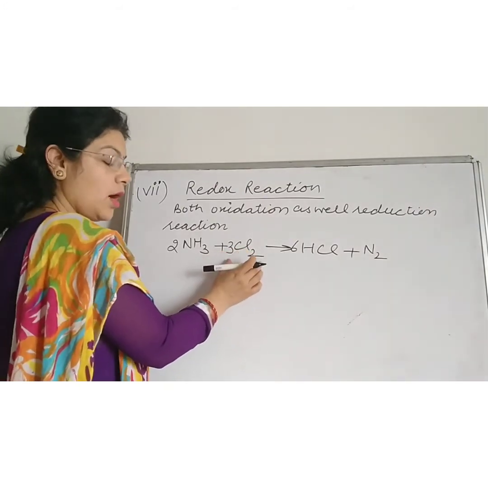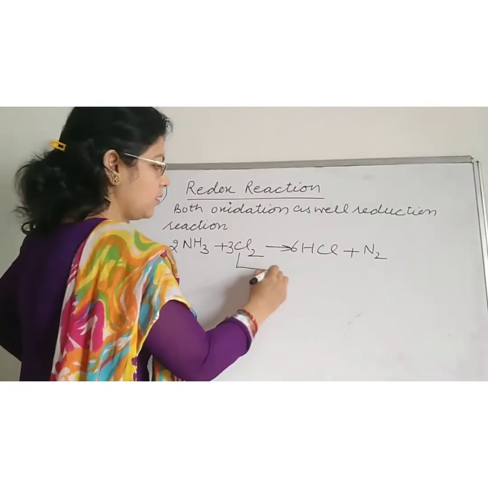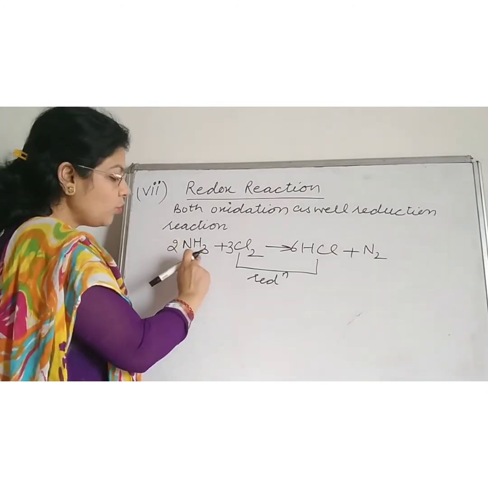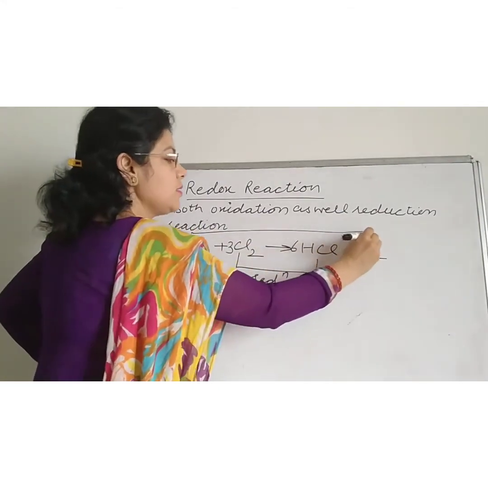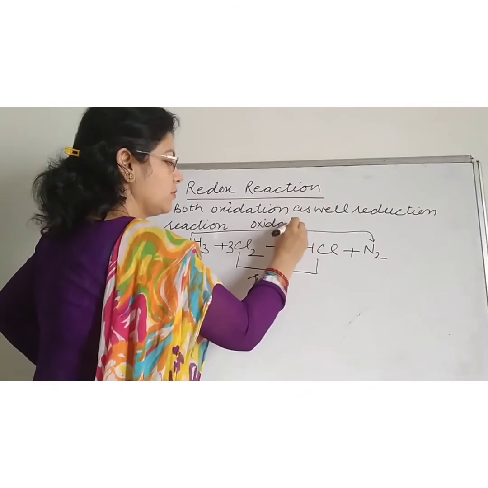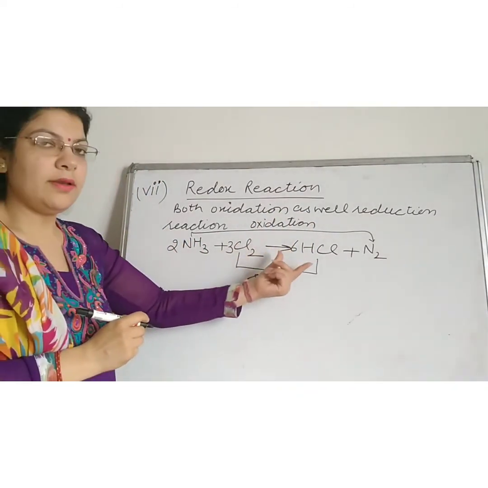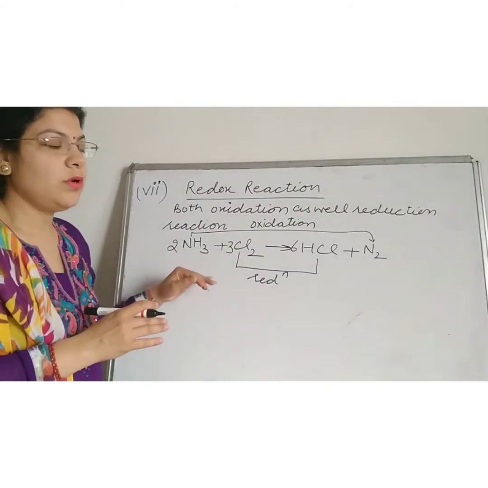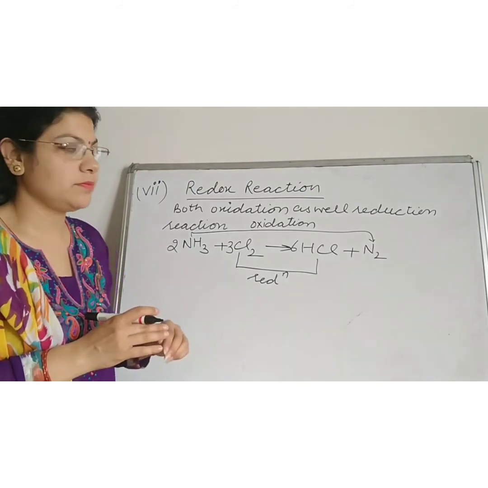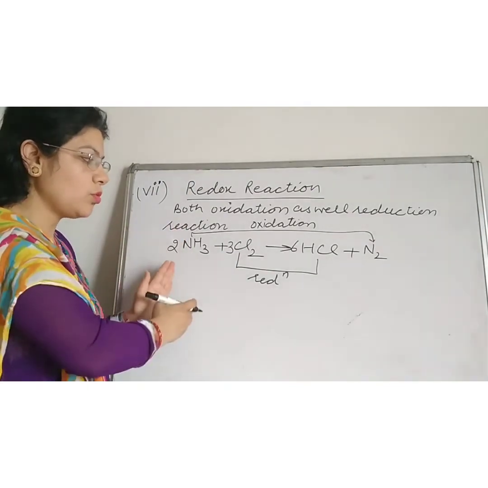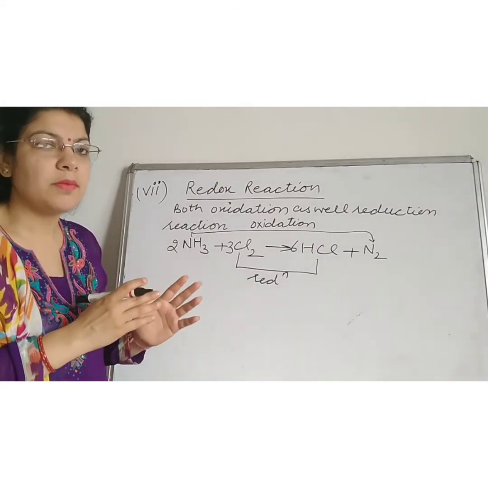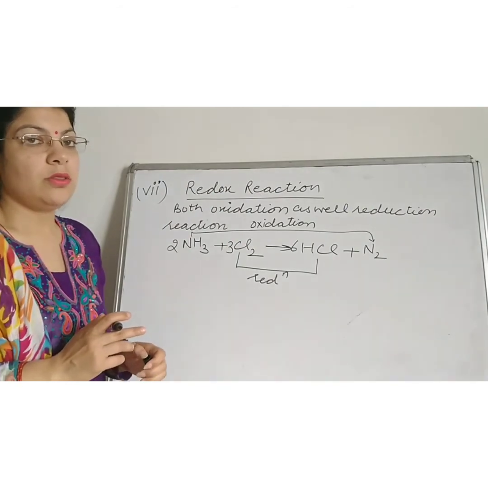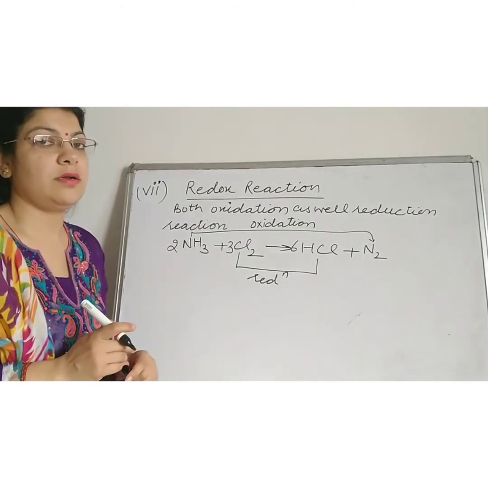Here, chlorine undergoes addition of hydrogen, meaning it undergoes reduction reaction, and ammonia undergoes removal of hydrogen. Therefore, it is an example of oxidation reaction. As in this chemical reaction both oxidation as well as reduction are taking place simultaneously, it is an example of redox reaction. In our daily life, most reactions are redox reactions, meaning in those reactions both oxidation and reduction are taking place simultaneously.